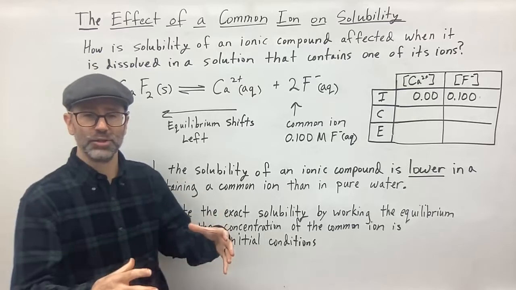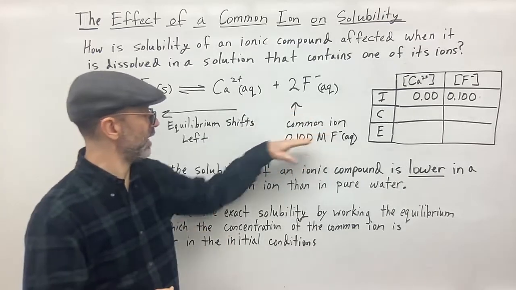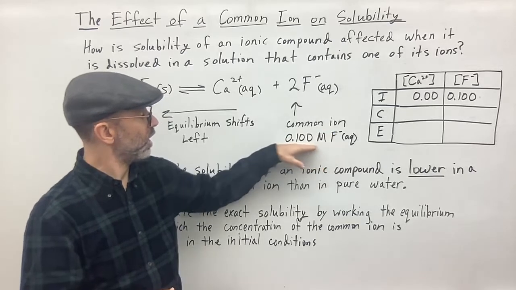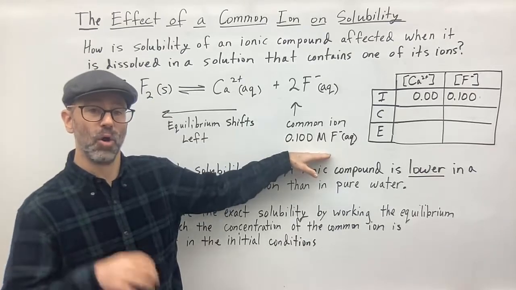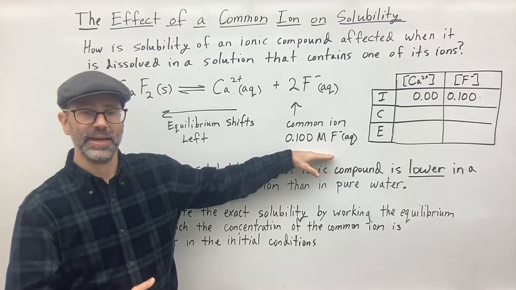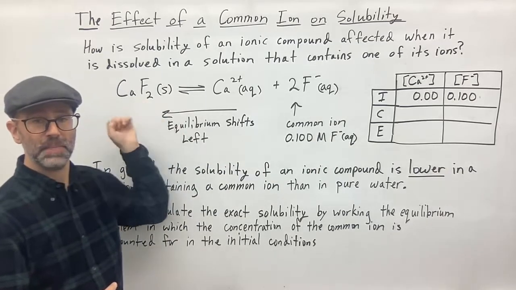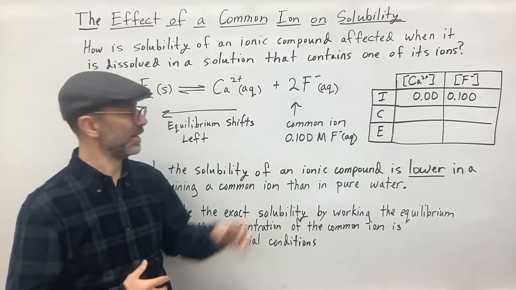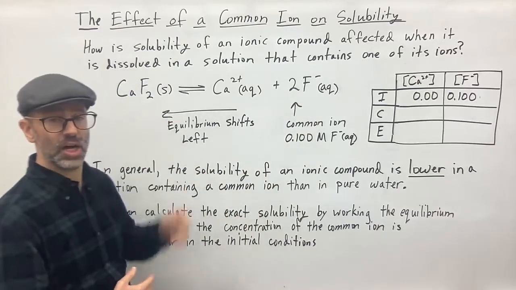So if I already have a solution, for example, a 0.100 molar solution of the common ion, fluoride ion, I already have that dissolved in my container. Then I throw some calcium fluoride in there, and I want to know how much will dissolve. How is this common ion going to affect how much of this dissolves?